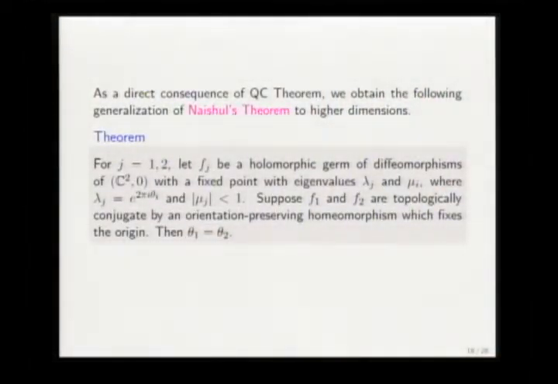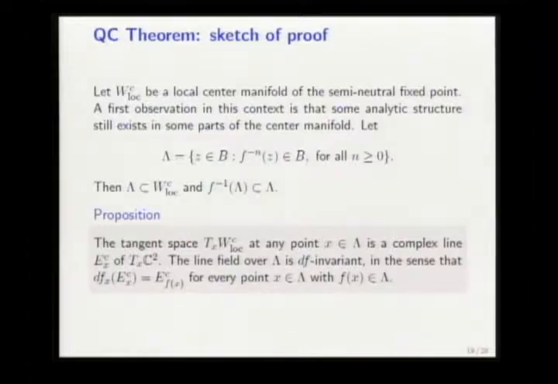A little bit more, we obtain a generalization of Naishul's theorem in 2 dimensions. You have 2 germs with eigenvalues lambda 1 = e^(2 pi i theta 1) and lambda 2 = e^(2 pi i theta 2), that are topologically conjugate if and only if theta 1 is equal to theta 2. So this is already of independent interest. It's a generalization of Naishul's theorem to a two-dimensional setting. We actually have a generalization of Naishul's theorem to a higher dimensional setting. Hopefully I get to the end. All right, a little bit about the sketch of proof.